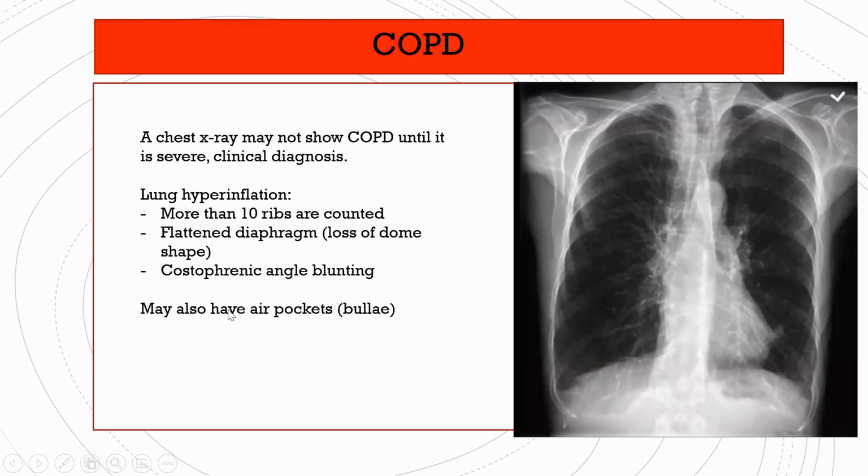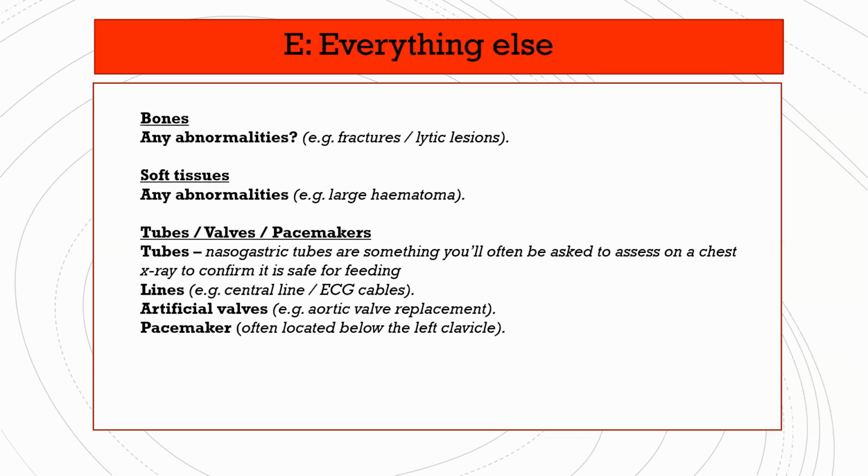In advanced COPD, they might have some pockets, they call them bullae, which are like big round pockets in here, okay? And also if they have early COPD, it might not show anything at all. They might have a normal X-ray, which is good in early COPD.